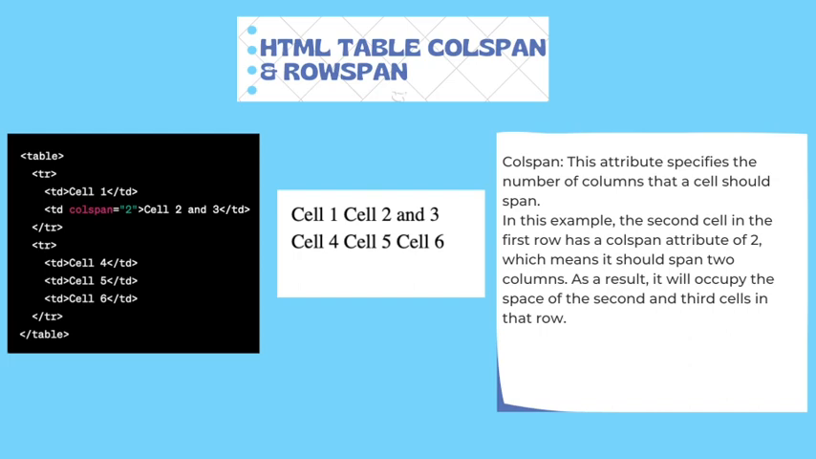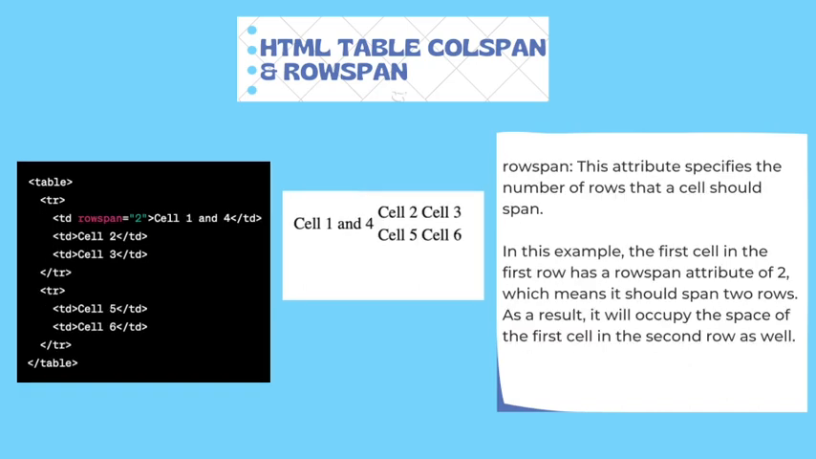The output of the code can be seen in the middle part of the slide, and in this example the second cell in the first row has a colspan attribute of 2, which means it should span 2 columns. As a result, it will occupy the space of the second and third cell in that row. Now let us know about rowspan of the table. Here, the rowspan attribute specifies the number of rows that a cell should span.